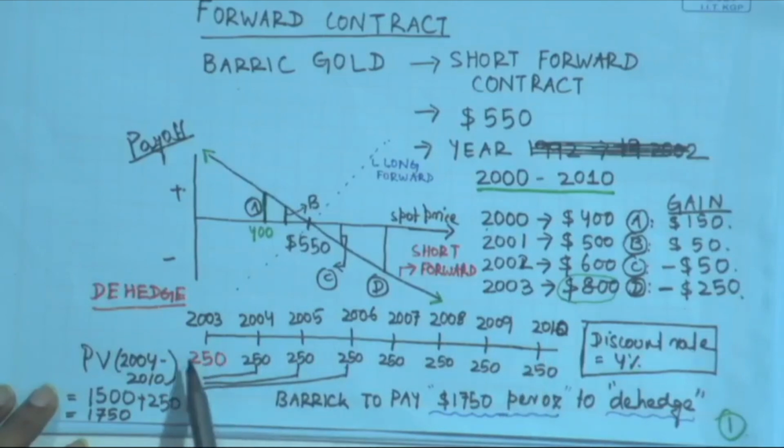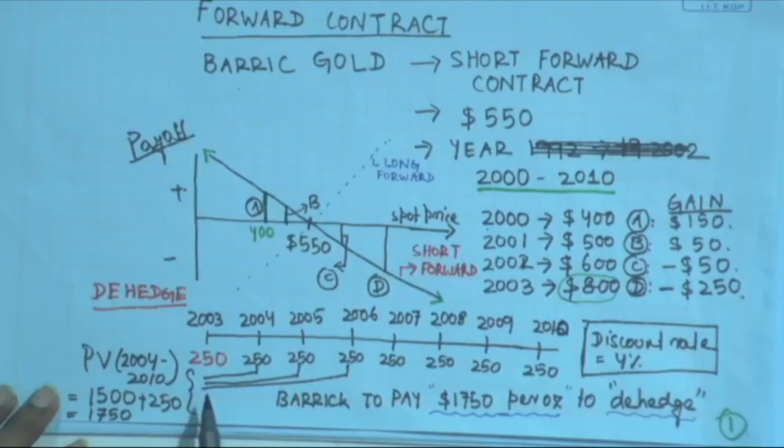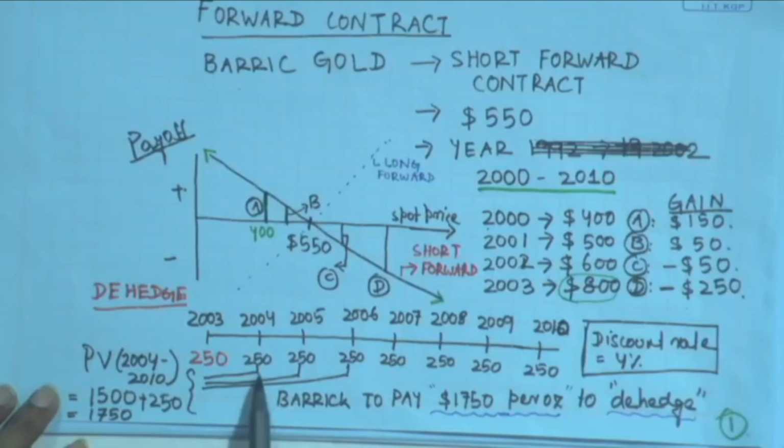Now what is going to happen if it has to dehedge? In the case of a futures contract, suppose it had taken a short futures position and it wants to take a long futures position. So if it has to buy back the short futures position, it has to pay the counterparty. So what is going to be the present value of the payment? The present value of the payment is going to be the discounted value of 250 for 2004 to 2010.